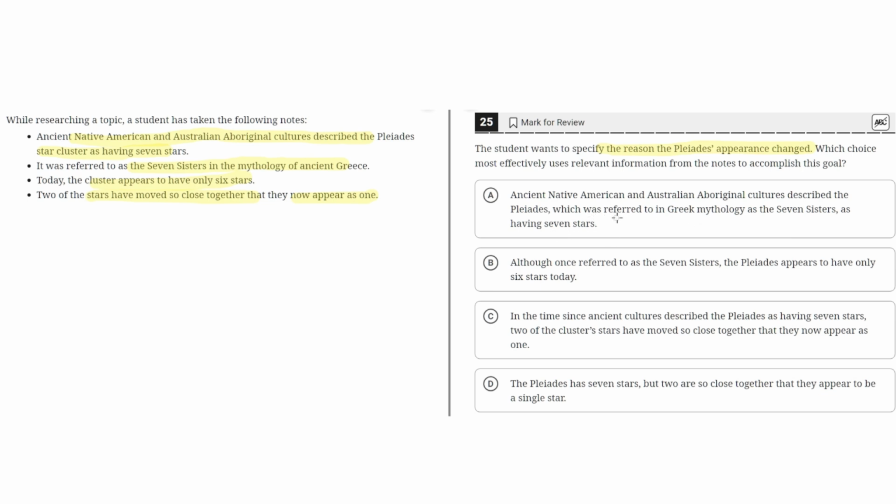This is incorrect because this focuses on the cultures and how the Pleiades has 7 stars, not highlighting how the Pleiades' appearance has changed, nor its reason for having changed. So A can be eliminated.